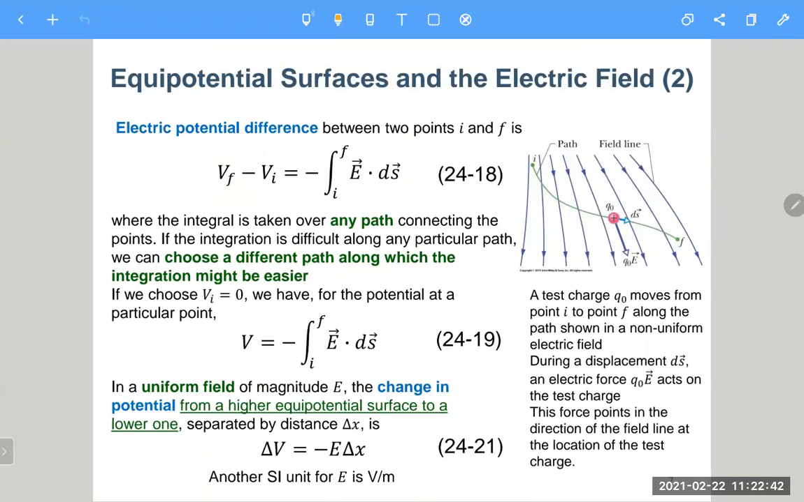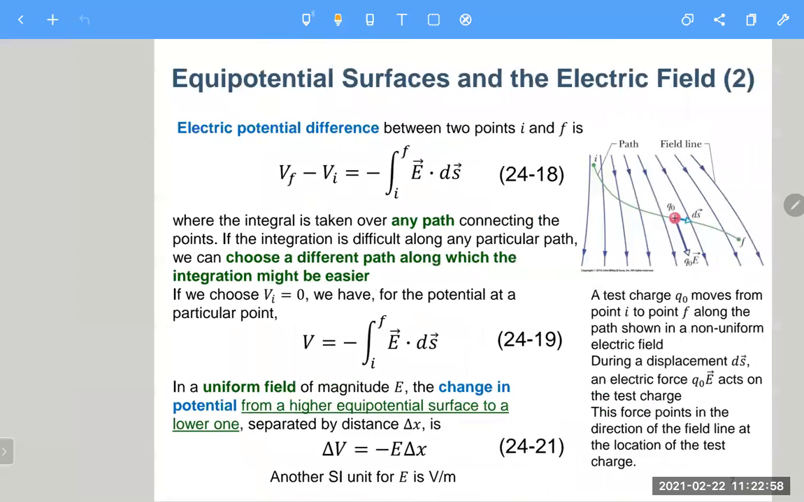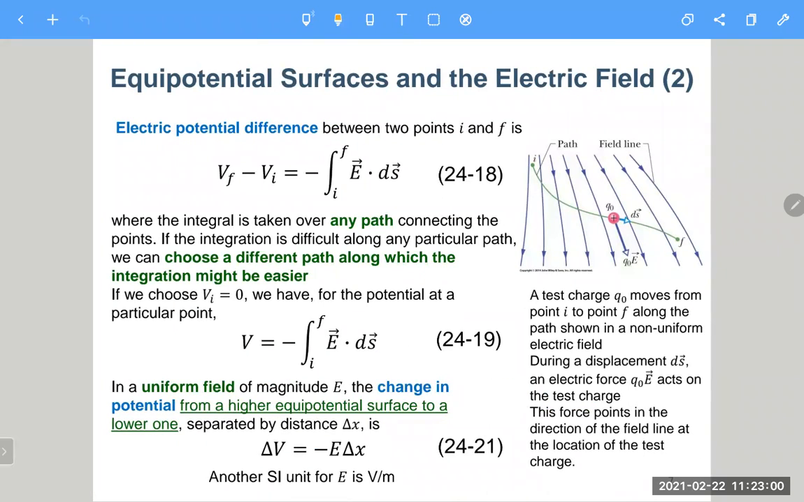Okay, so here let's write this mathematically. Previously on this page we only talked about it qualitatively, so now we need to write it in a mathematical way. As you can see here, this is the point I, and this is the point F. I is the initial point, and F is the final point.